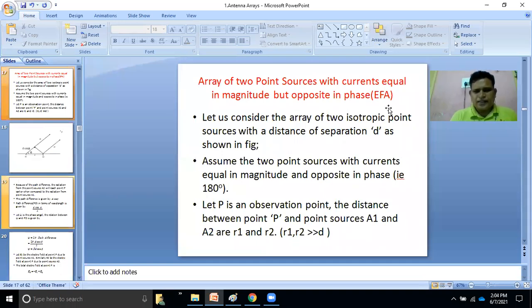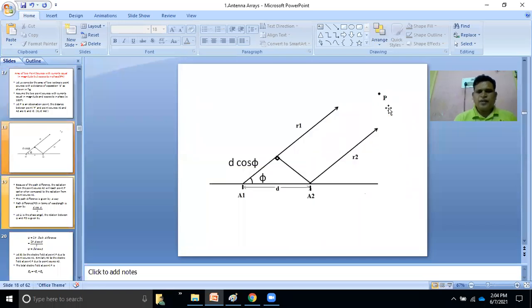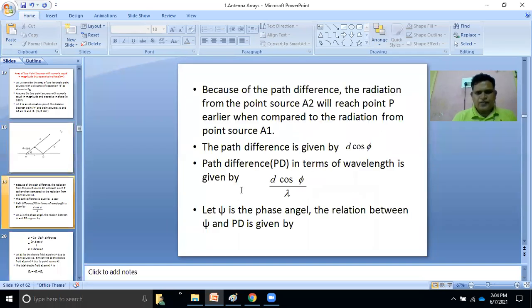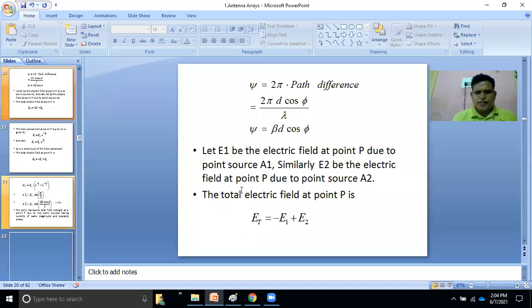In the end-fire array case, we are taking the 2 isotropic antennas. The distance between the two isotropic antennas is lambda by 2, but we are giving different phase to these antennas. Same problem, but here we are giving the input to these 2 antennas with the same magnitude but different phase. Everything else is the same here.